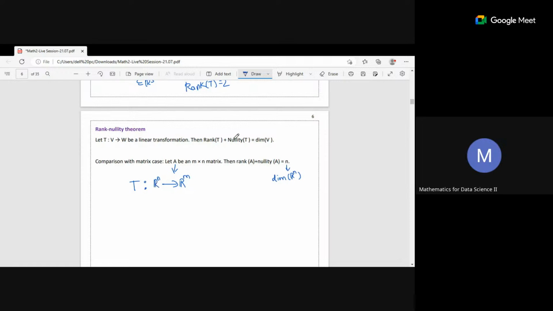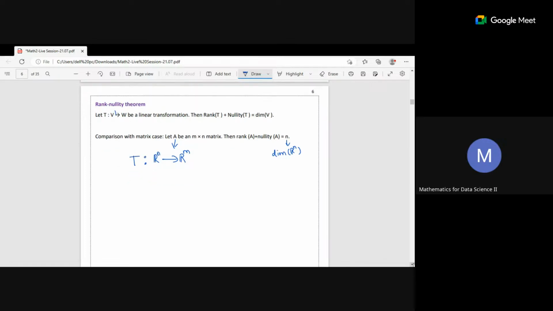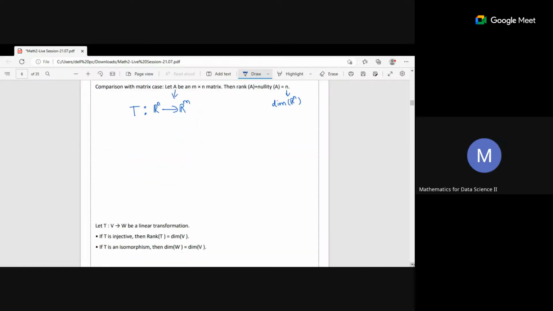Okay. So the same we are doing in the case of transformation as well. Let T from V to W be a linear transformation. Then rank of T plus nullity of T is equal to the dimension of your domain. So instead of T you have a matrix here, and instead of the dimension of the domain you are directly writing the dimension. That's all. So the rank nullity theorem, whatever you have done in the case of matrix, is exactly the same in the case of transformation as well. Just that here the domain and codomain are mentioned as V and W.